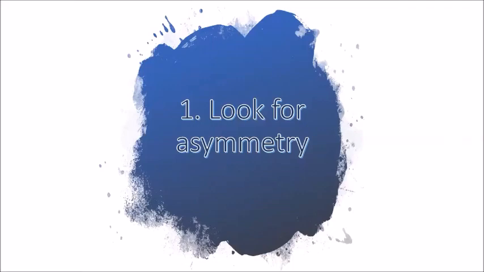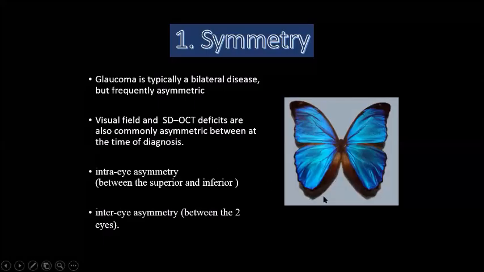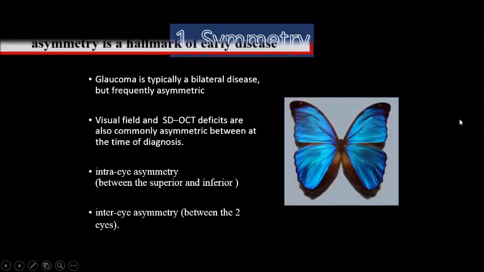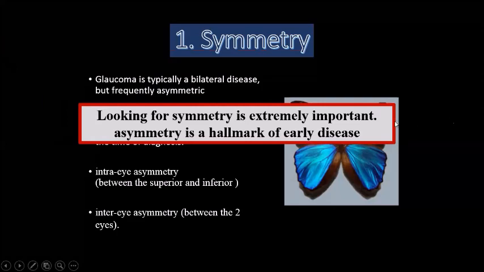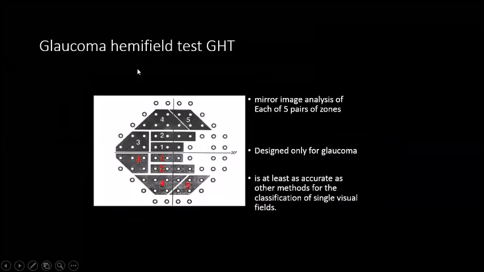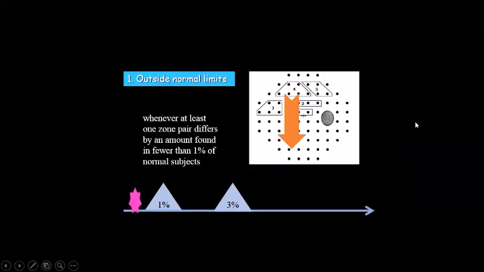Diagnosis of glaucoma, we keep in mind check for asymmetry, whether in the OCT or in the field. And this is the idea of the glaucoma hemifield test. They divide the field up and down into zones and compare corresponding zones.